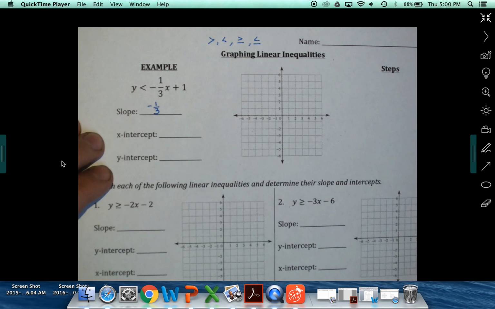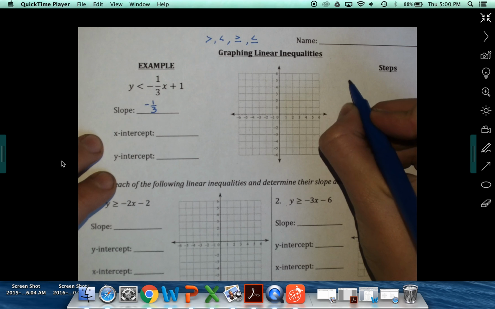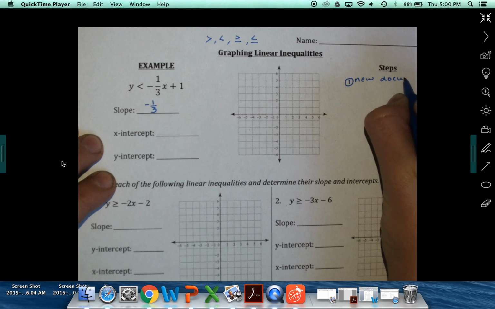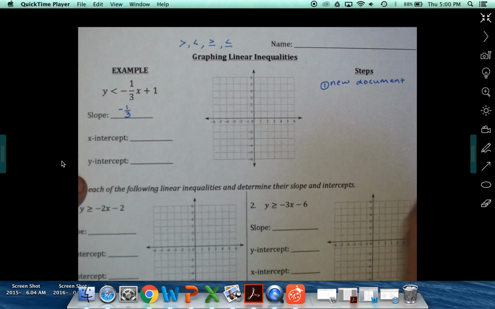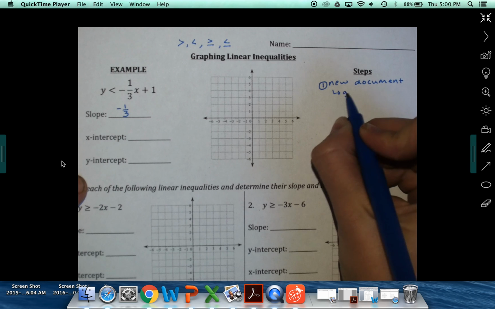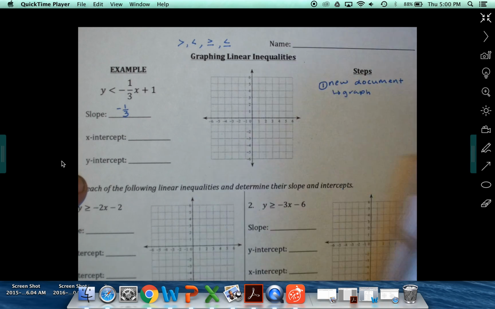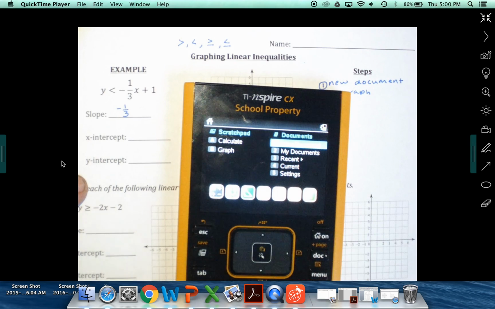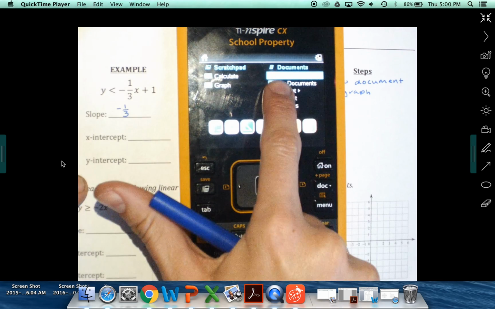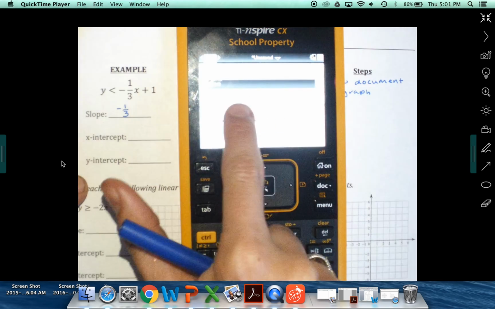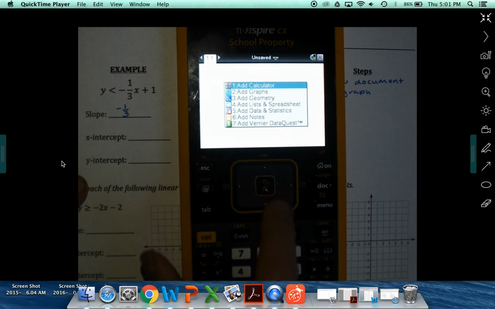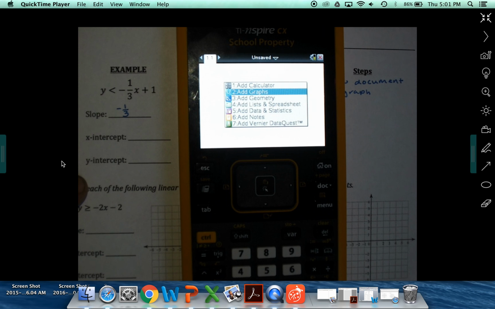Okay, so we can do this on our calculator actually, and your first step is just going to be creating a new document, and it's going to be a graph. We're going to be graphing these. Okay, so here's my calculator. Remember, to start a new document, you're going to press the home button, choosing new document. No, we're not going to save. And then we can go to add graphs.